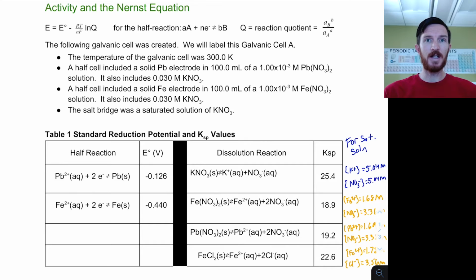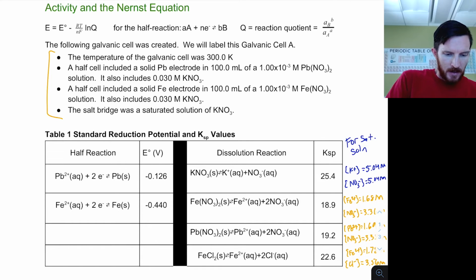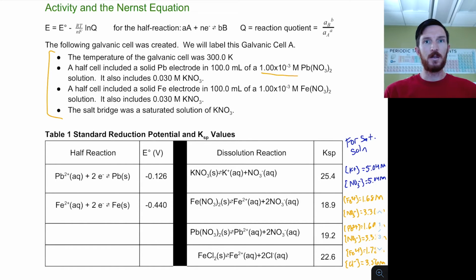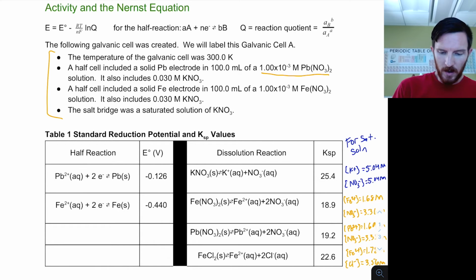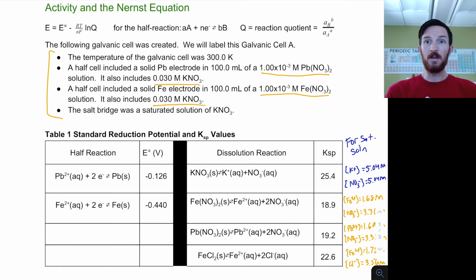Our goal here is to identify our cell potential, and how do we identify our cell potential using our Nernst equation and our activities present here. So let's look at our problem. We have this information provided about these different cells. One of them includes lead nitrate and also potassium nitrate. Our other electrode includes iron ions and then potassium nitrate as well. So we have these solutions present.